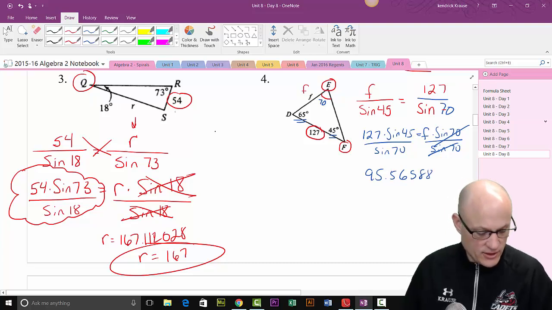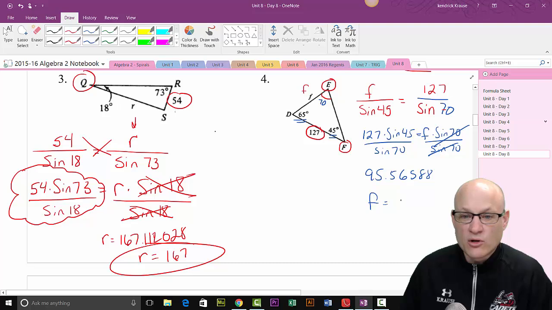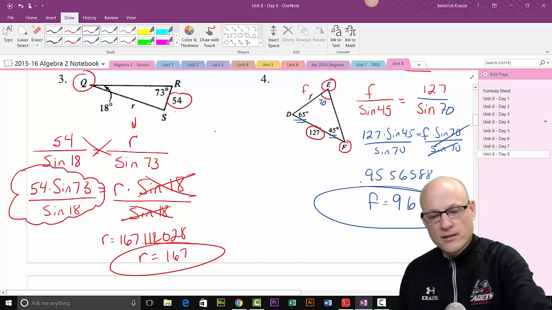All right. So the answer is, round to the nearest integer, F equals 96.